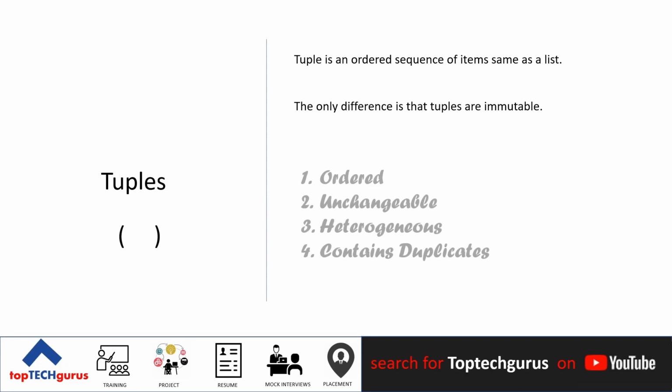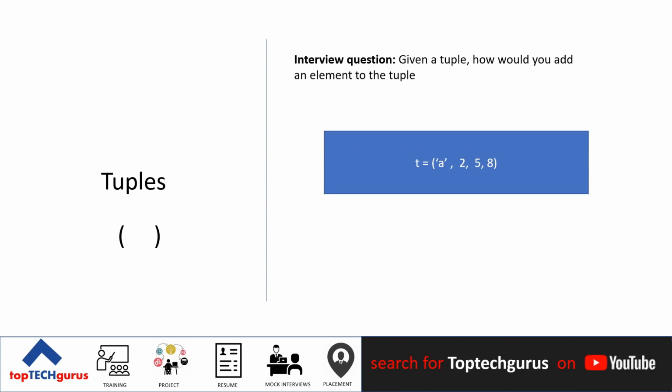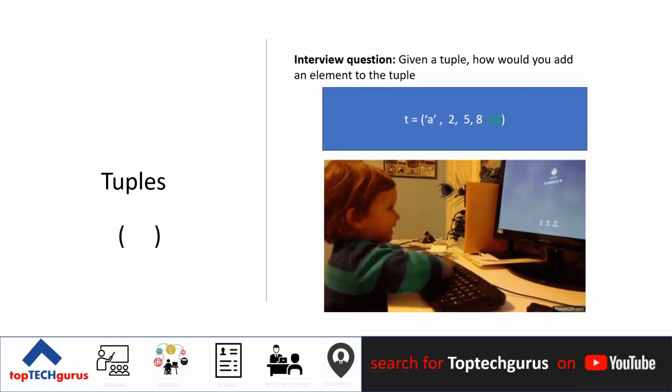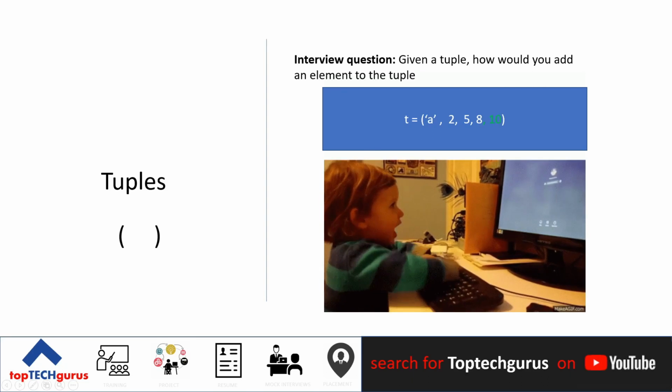Recently, one of my students was asked in an interview to write a program to add an element to a tuple. There are no built-in methods to add items to a tuple. My solution was to convert it to a list, add the element, and convert it back to a tuple. Do you know a better solution? Share it with others in the comments below.